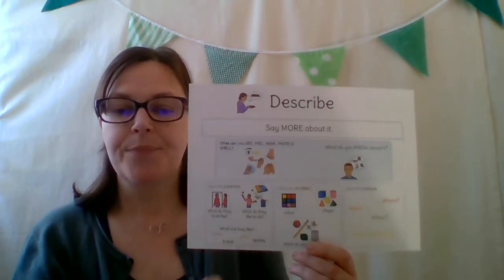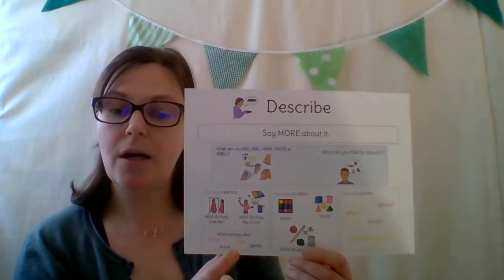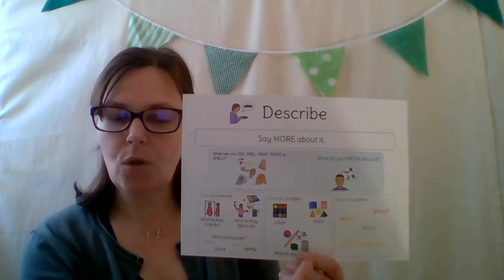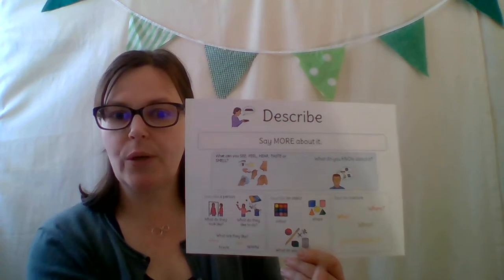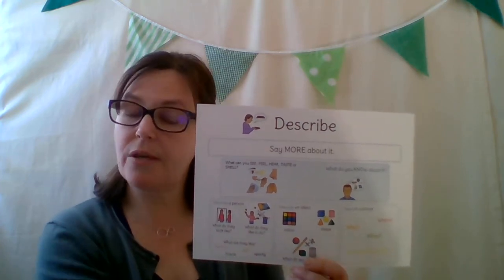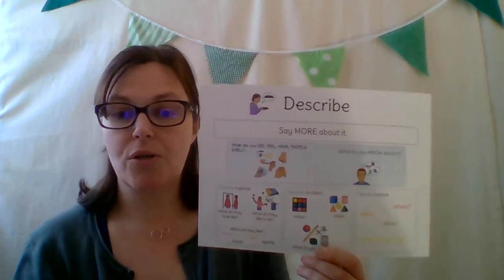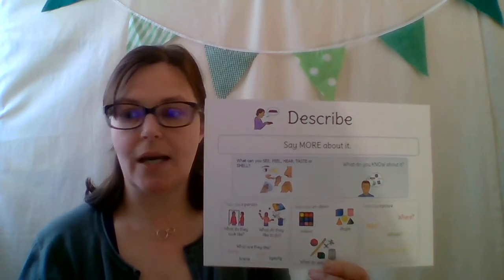as well. Some things that we do a lot of describing about are people, objects and pictures, or things that we can see. So I'm going to do a quick description of each of those to give you an example, and then we're going to talk about some ways you can do some more describing at home.